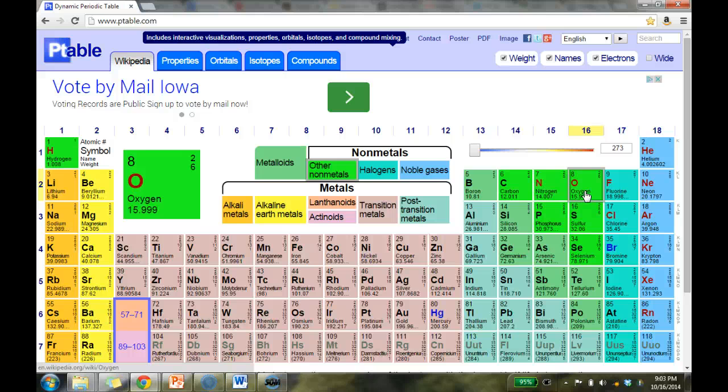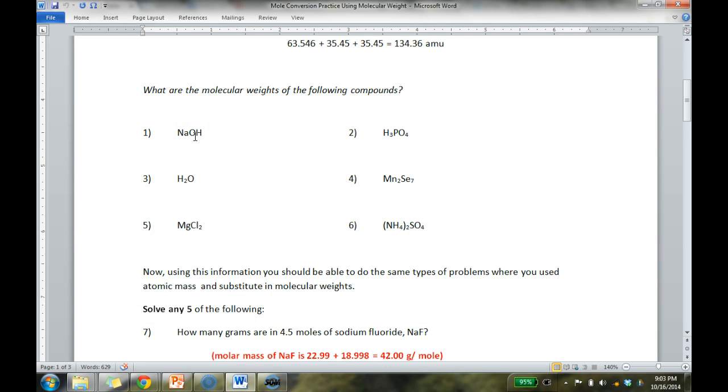So I'm going to take the 22.99 plus 15.999 or 16.00 plus my hydrogen, which is 1.008. So just to make it simple, I can use 4 significant figures for all of these. So I have 22.99, 1.008, and 15.999 or 16.00. And I just add all of those up, which would then come over here and be our sodium hydroxide atomic mass unit for that.